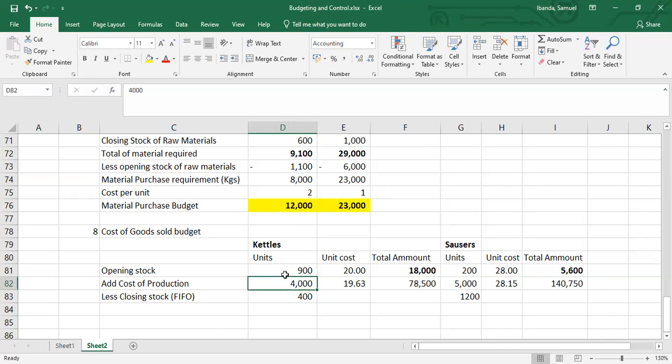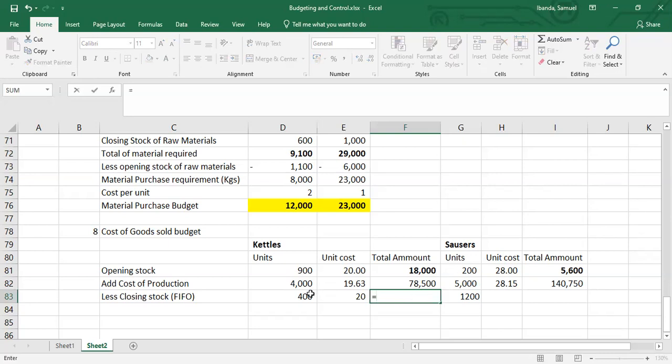So ideally, if we are using first in, first out, it means that we are going to use 19.63 as our unit rate here. And the reason we are using 19.63 is because we assume that the opening stock valued at 20, and 28 for saucers, was all sold off. Okay, so that is why here I'll use the 19.63 as the unit cost for inventory, for my closing stock.